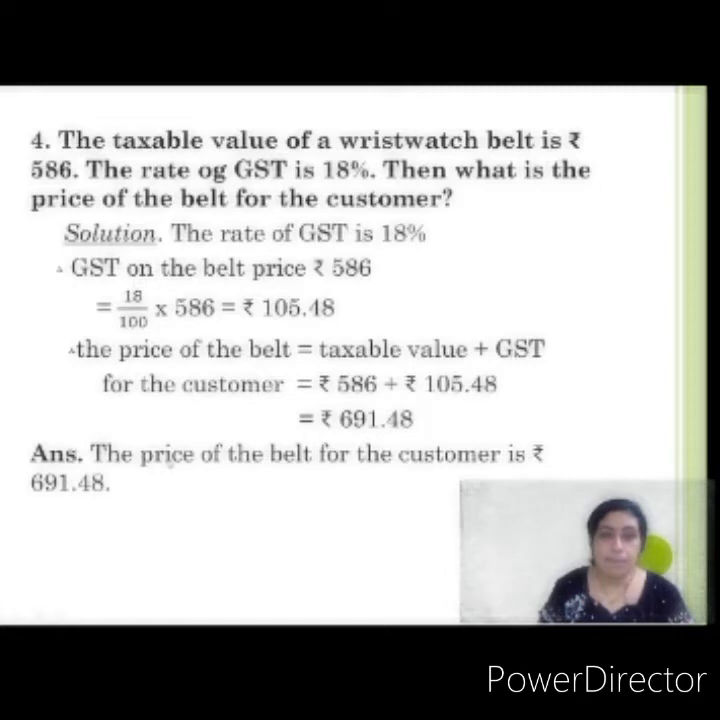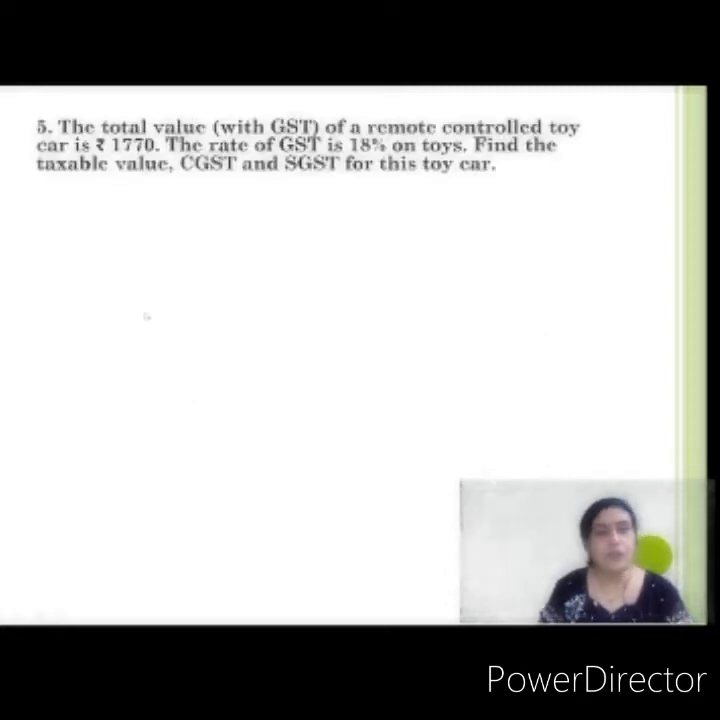Let us see the next example, the fifth one. The total value with GST of a remote controlled toy car is rupees 1770. The rate of GST is 18% on toys.